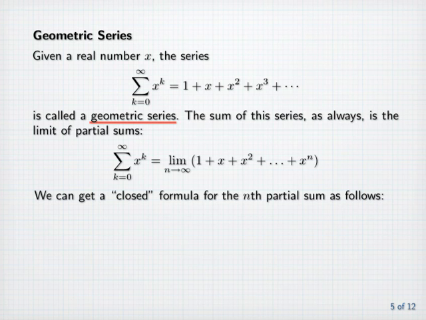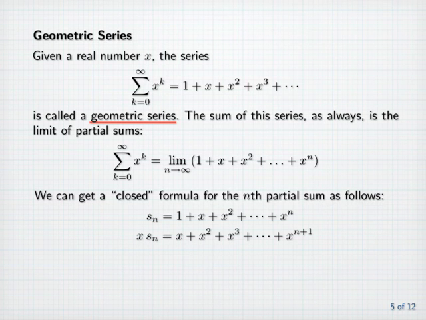Let's first write S sub n equal to 1 plus x plus x squared, and so on, up to x to the n, and then notice that x times S sub n is equal to x plus x squared plus x cubed, and so forth, up to x to the n plus 1. Now let's subtract x times S sub n from S sub n. We have S sub n minus x times S sub n equal to 1 minus x to the n plus 1, because 1 and x to the n plus 1 are the only terms that are not shared by S sub n and x times S sub n.